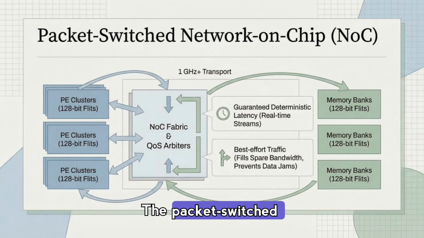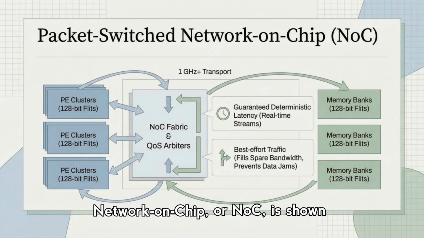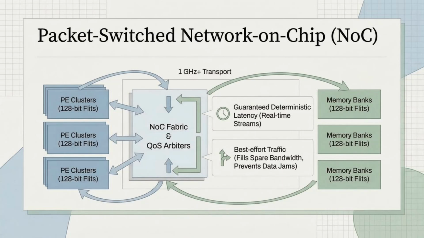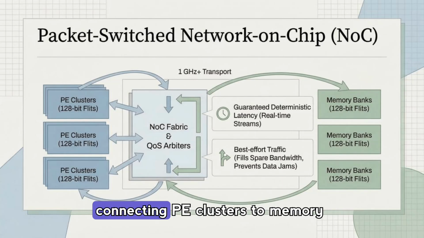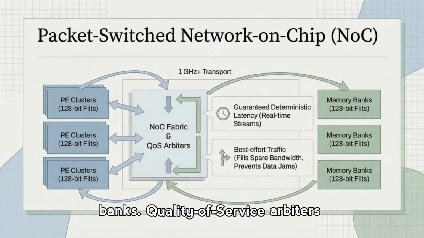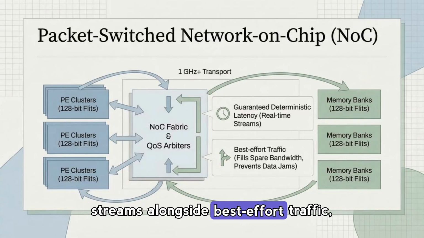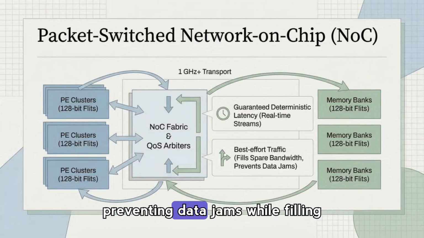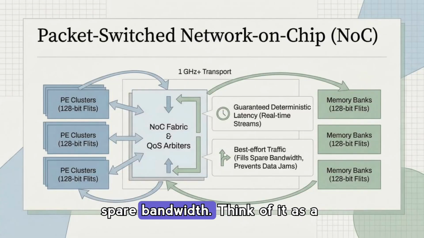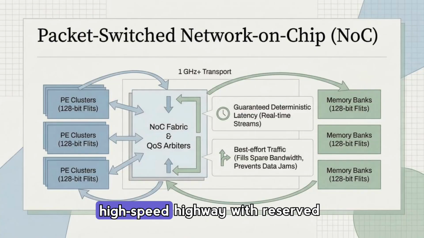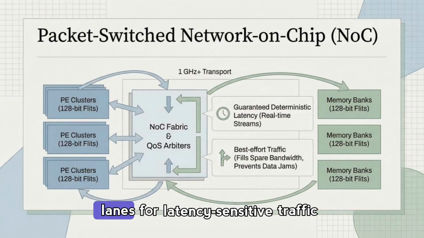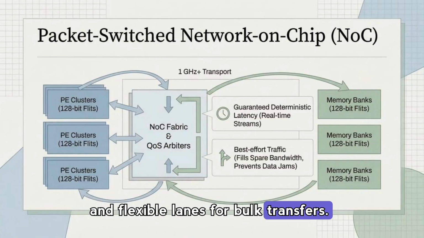The packet-switched network-on-chip, or NoC, is shown here as the transport fabric connecting PE clusters to memory banks. Quality of service arbiters enable deterministic real-time streams alongside best effort traffic, preventing data jams while filling spare bandwidth. Think of it as a high-speed highway with reserved lanes for latency-sensitive traffic and flexible lanes for bulk transfers.